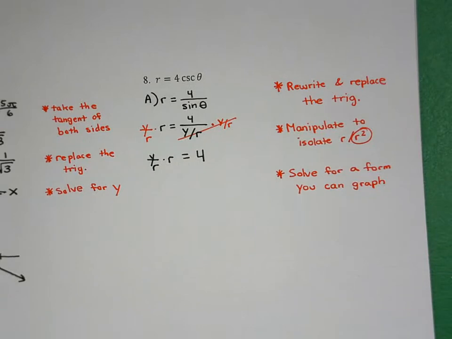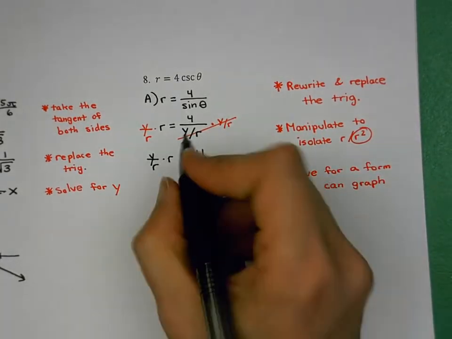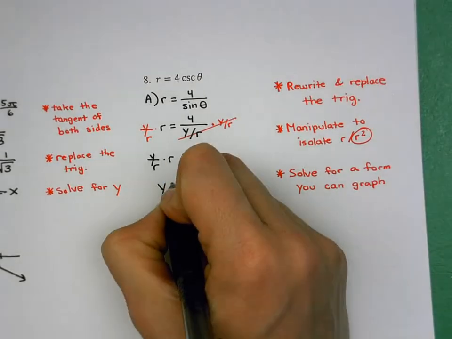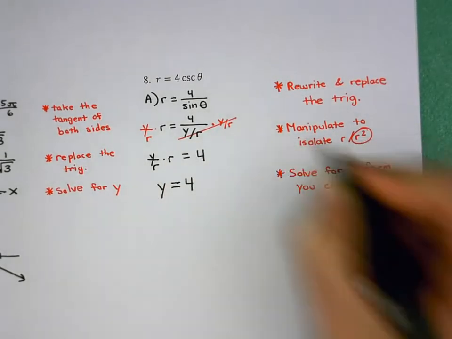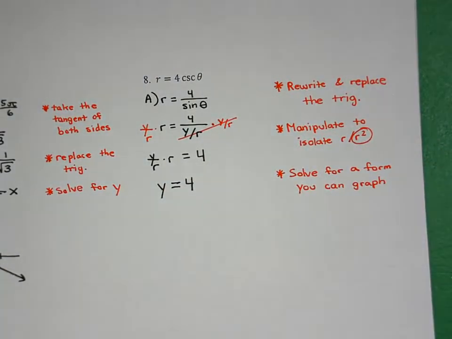Well, what do you know? In this particular case, my r's actually end up simplifying. And we've got y equals 4, so I'm actually good to go. I don't need to worry about an r squared. My r goes away altogether. But again, if I still did have an r on that side, my goal, and you'll see this in the next couple, is to get an r squared so I can put x squared plus y squared in. In this case, the r cancels itself out.